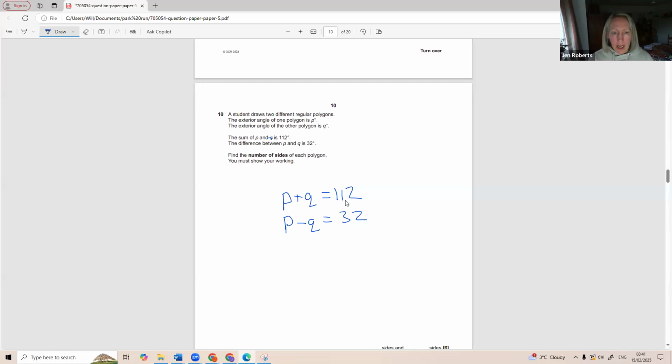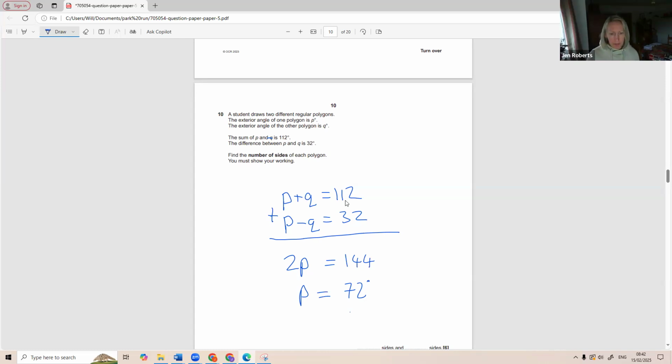But because we've got different signs, you need to add them. In all of the instances where the signs are the same, you subtract your equations. P plus P, 2P. 112 plus 32, 144. So divide both sides by 2. P is 72 degrees.